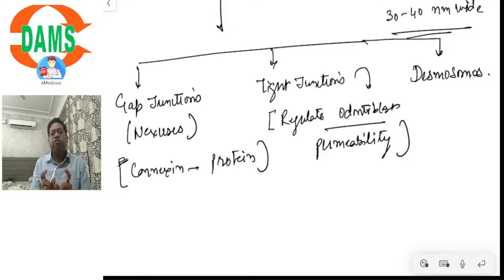So what I am trying to explain, the outermost layer of the dental pulp, that is called the odontoblast layer, which is a single layer of cells outlining the pulp all over. But in the microscope, it appears 3 to 5 cell layers thick. That's why we call it palisaded appearance. And there are three types of connections that exist between them: the gap junctions, the tight junctions, and the desmosomes. And the permeability is regulated by the tight junctions.